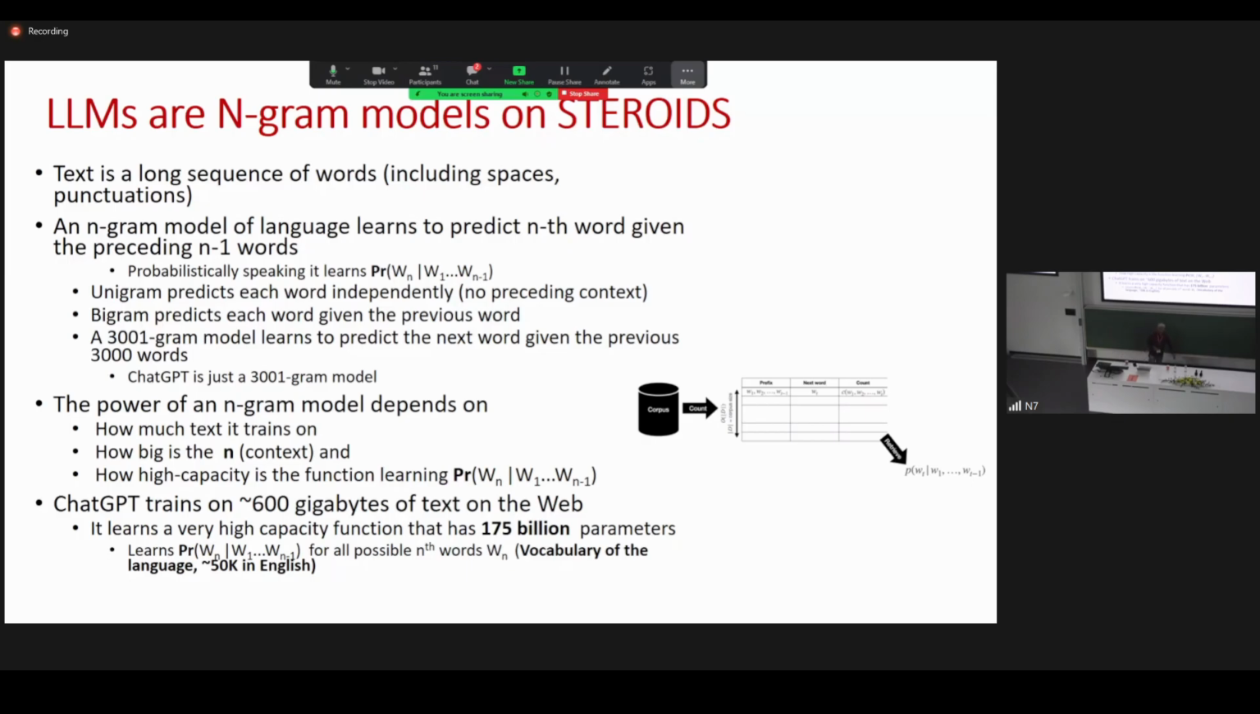Instead, what you do is you represent this count table as a function, a high dimensional function. And this function is going to approximate the counts and the frequencies. And when they approximate it, they basically turn the ones into something else and the zeros also into something else, and they become numbers, and you get to say they're generalized now. That's basically what generalization is as far as LLMs are concerned. Okay, so ChatGPT trains on approximately 600 gigabytes of text from the web, and it learns a very high capacity function that's about 175 billion parameters.